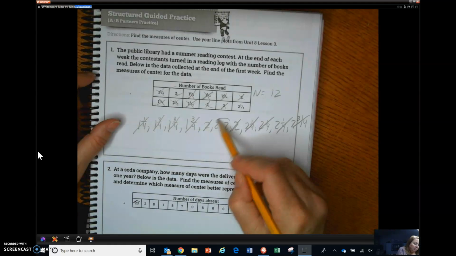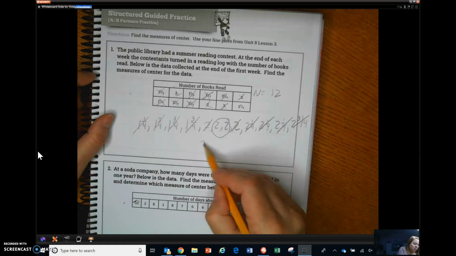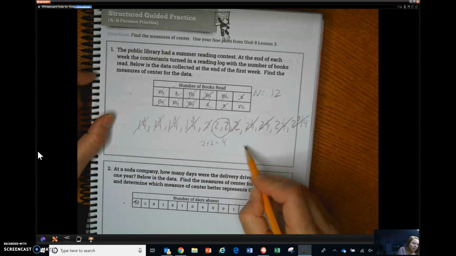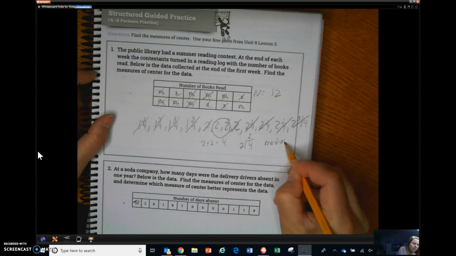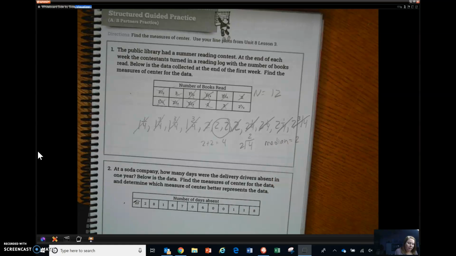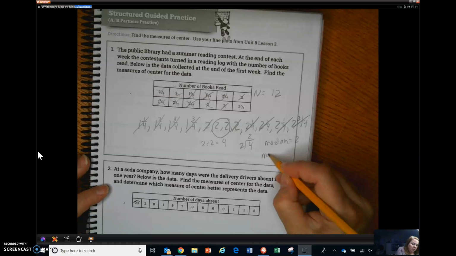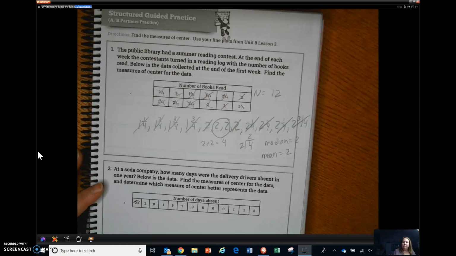It's an even number, so we have 2 left. 2 plus 2 equals 4. 4 divided by 2 is 2. The median equals 2. And also the mean equals 2. They're both 2.